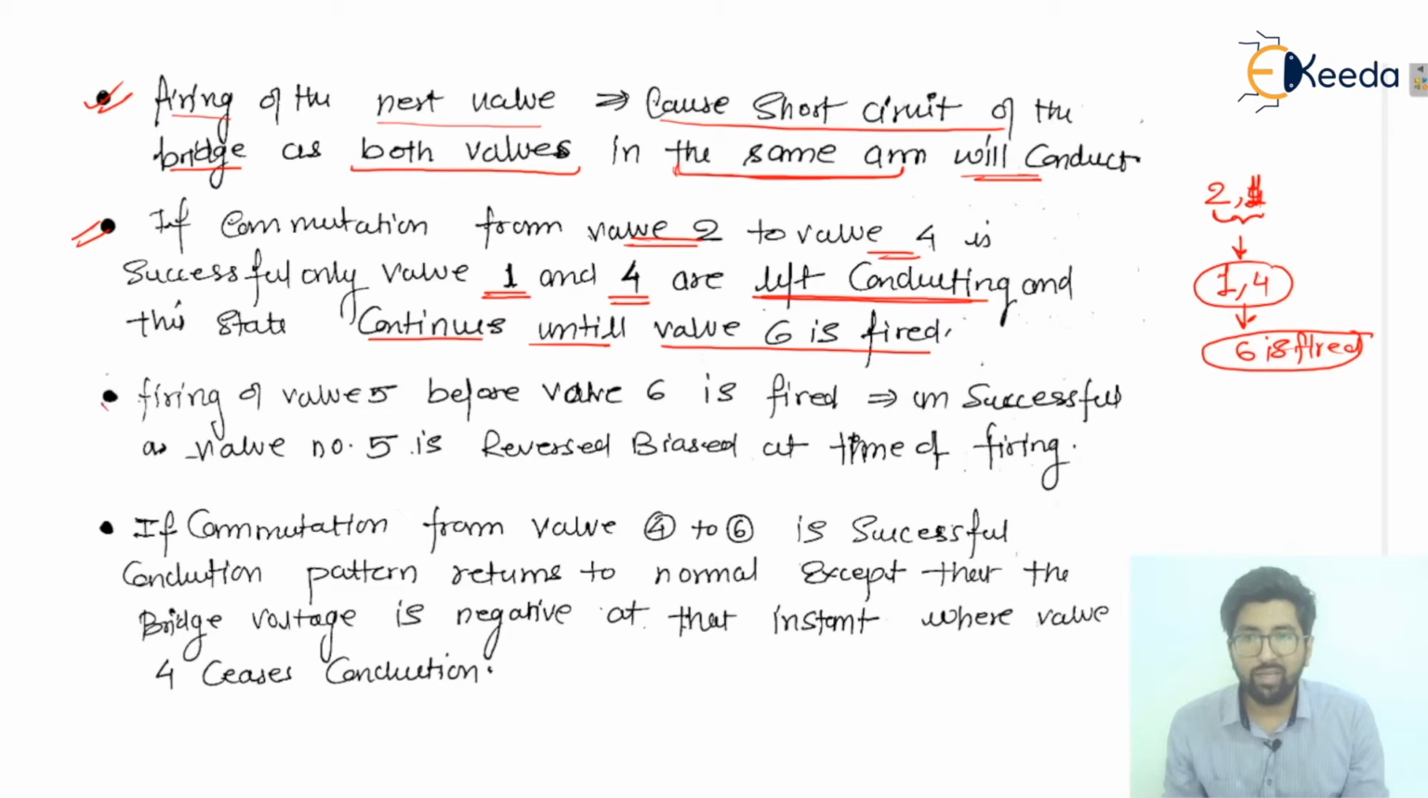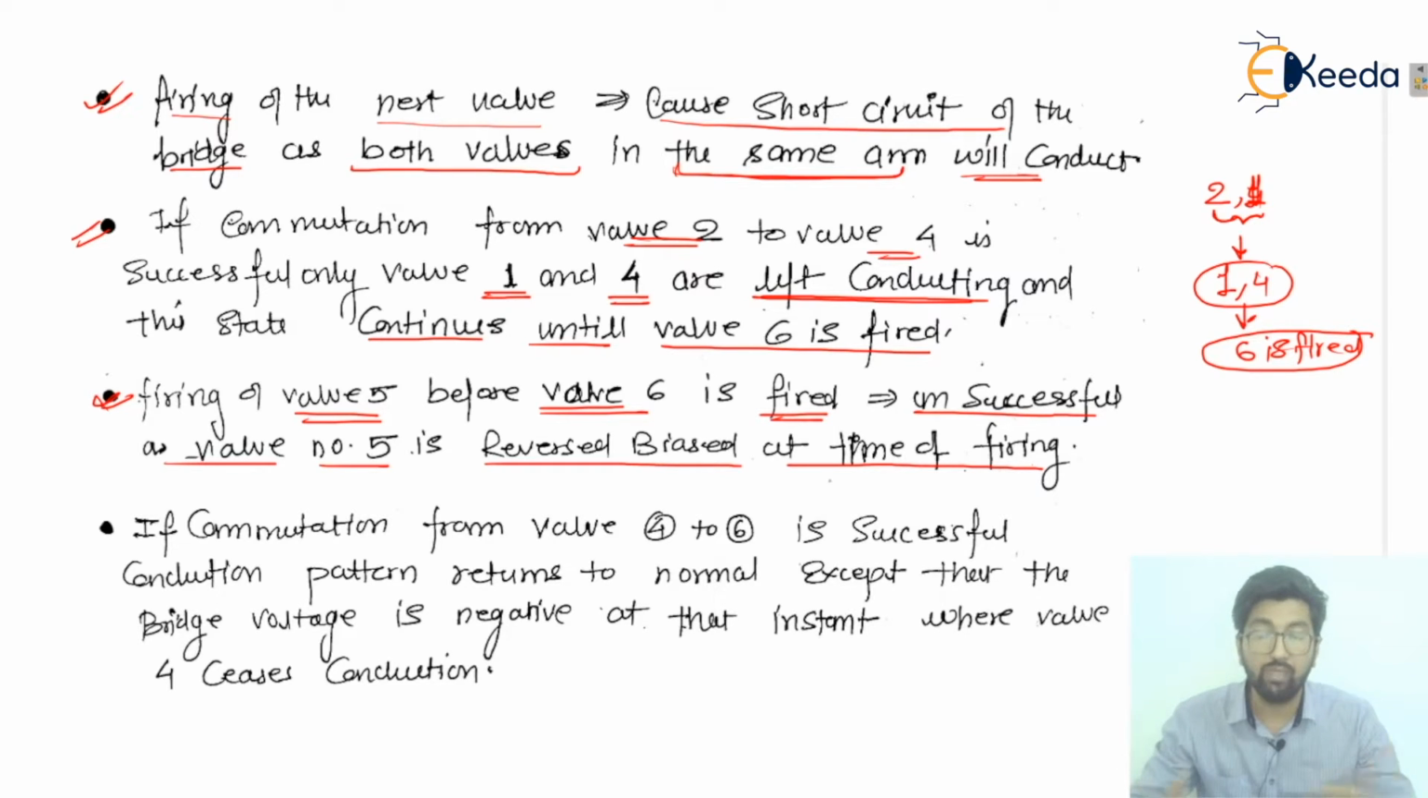Now consider the firing of valve number 5 before valve number 6 is fired. It means if we fire valve number 5 before the firing of valve number 6, then there will be an unsuccessful commutation, or operation, and valve number 5 will be in reverse bias at the time of firing. When we are firing valve number 5, it will be in reverse bias, and a reverse bias voltage will occur there.